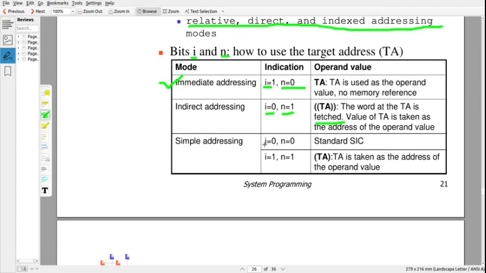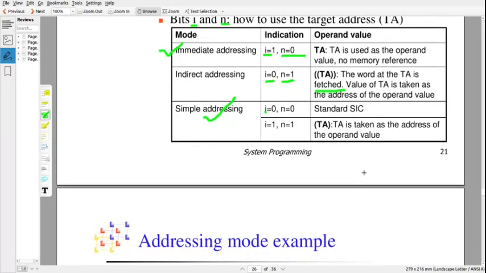Then the last one, if I is equal to 0 and N is equal to 0, or both I and N are equal to 1, will represent simple addressing. If both 0, it is a standard SIC addressing mode. If both 1, then the target address is taken as the address of the operand value. There is no memory reference again. Exactly, memory reference is there, but there is no need for adding any base register or index register or program counter register, etc. Directly what is available in the target address, that itself we can take as the operand value.